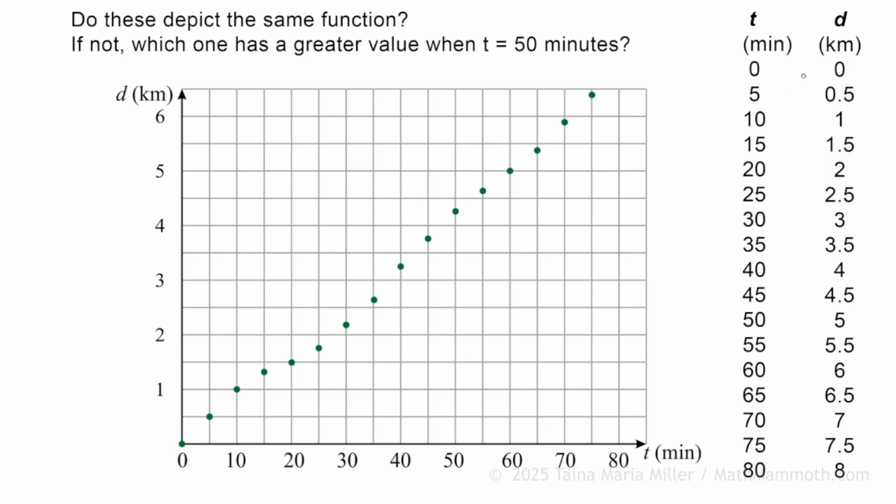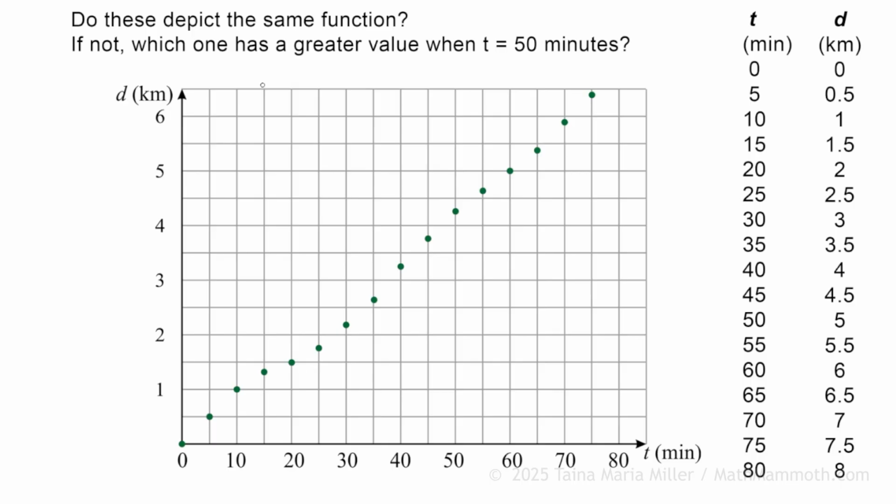One thing I notice is that these time values go by 5 minutes here, and the distance here increases each time by half a kilometer, okay? So this is a linear function, okay? Each time the increments are the same. But this is not a linear function, because it kind of curves here like that. It's kind of linear here, maybe, linear here, but not all the way through. So they are not depicting the exact same function.